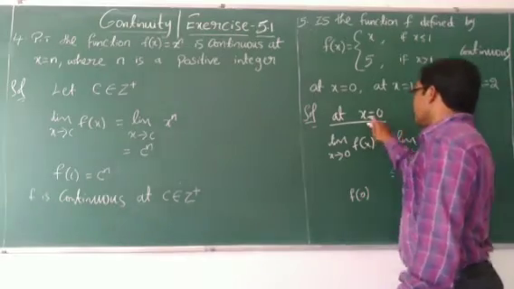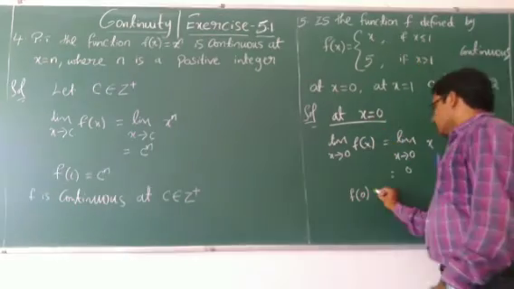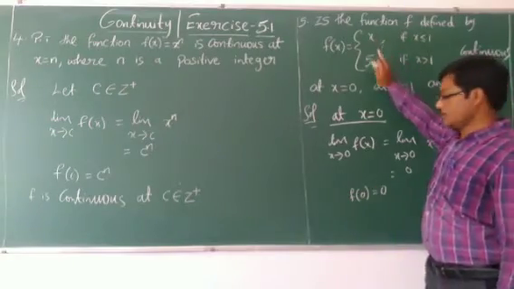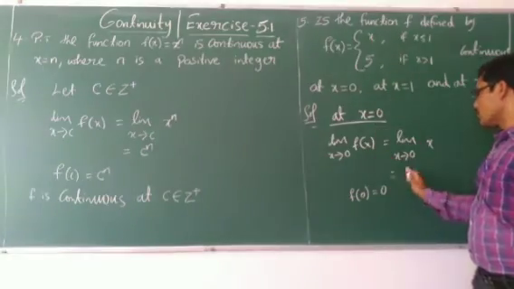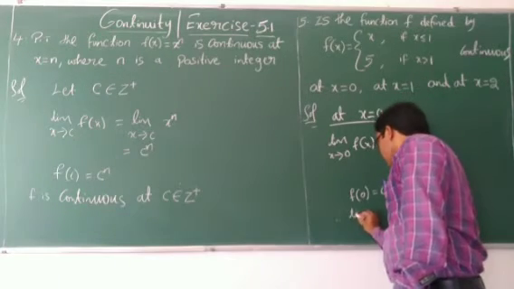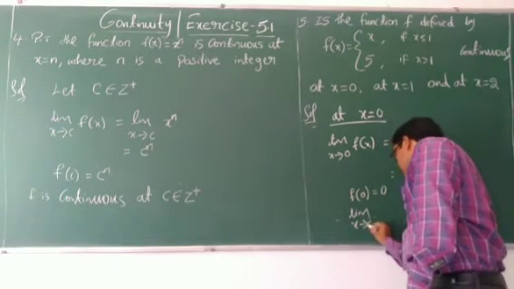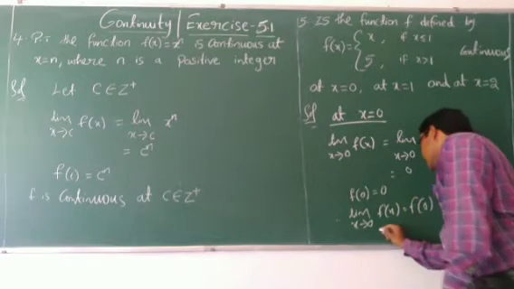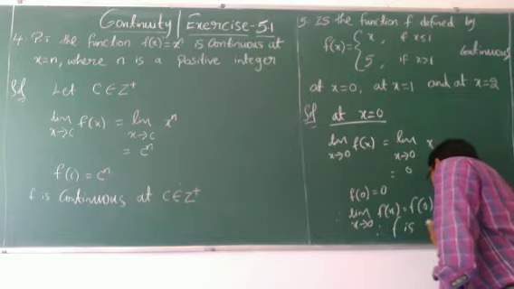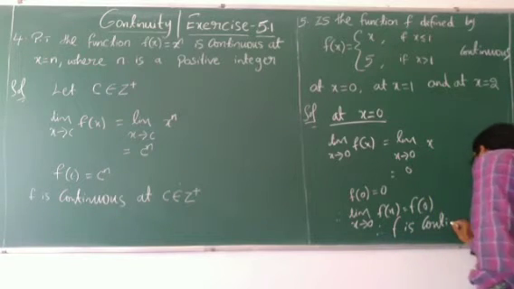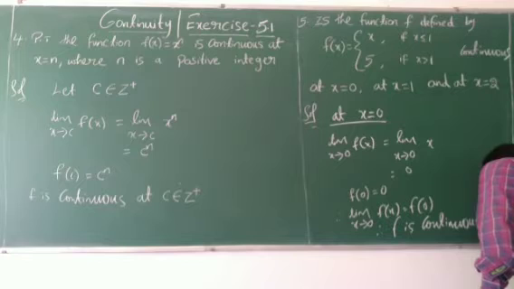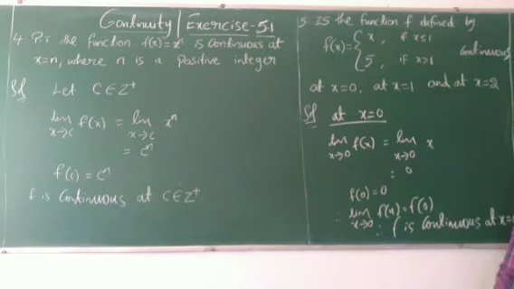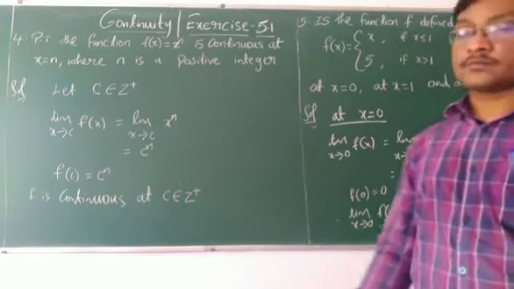Then the function value at 0 is also equal to 0. Substitute 0 here, right? So both are equal, limit and function. Therefore, limit as x approaches 0 of f of x is equal to f of 0. Therefore, the function is continuous at x equal to 0. You can write down this.